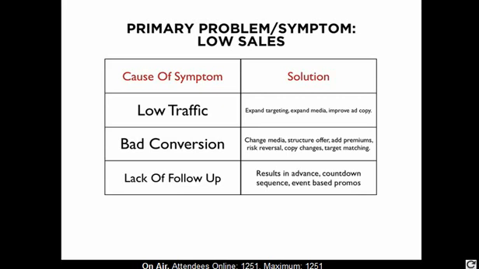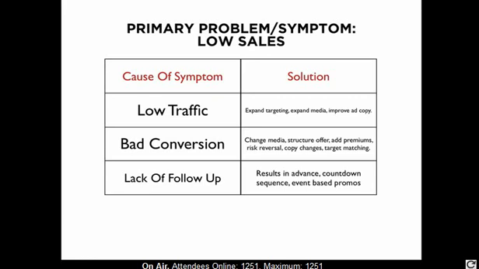And then you do it for the other problems as well, or the other causes of symptoms, right? So the cause for their low sales could be lack of follow-up, and we say, well, my solution to that would be to teach them how to do results in advance type sequencing, teach them how to do a countdown sequence, teach them how to do event-based promotions like webinars, and teach them how to do what I'm going to show you here in a minute, which is dynamic behavioral marketing, which is extremely cool and very new, and really the nuclear weapon of marketing, I think, right?